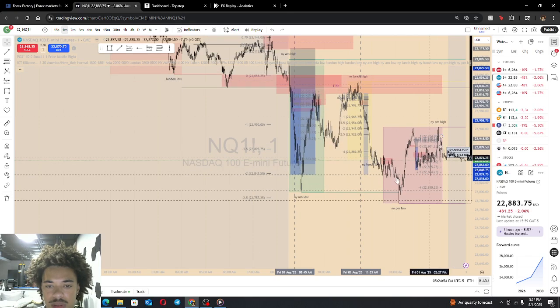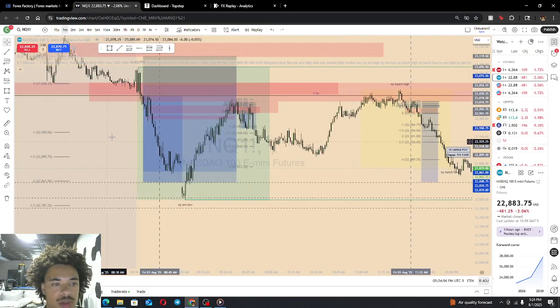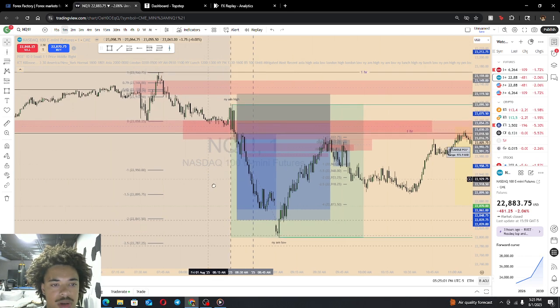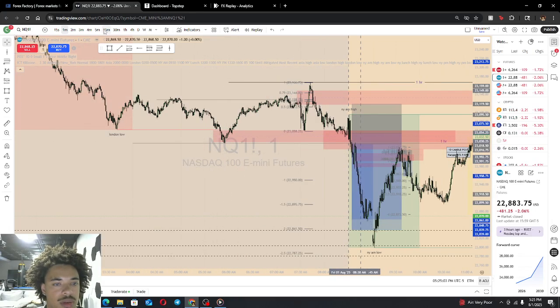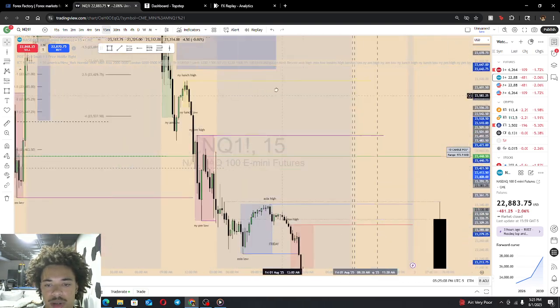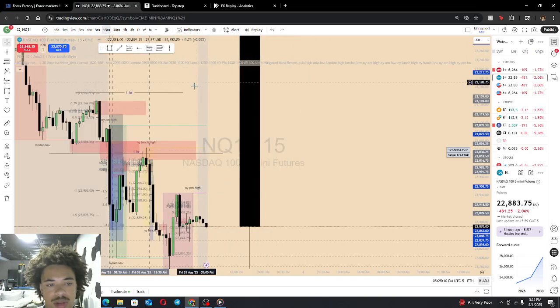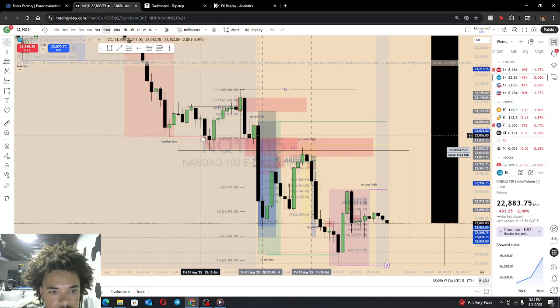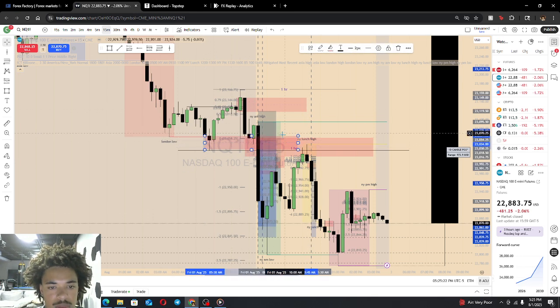So I'll just get into it. 8:30 opened up right here, and essentially I've been taking my entries on breakers and a break of structure that is a continuation of larger, higher time frame structure. So right here we had this 15-minute breaker that I used as my entry for my first one. I just wanted to see it close below this to get in.